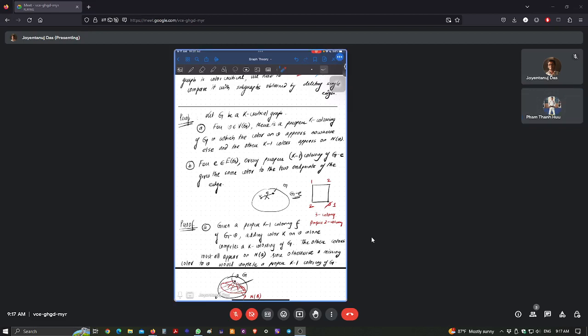And similarly, we have a statement for edges. If I choose any particular edge e, then every proper k minus one coloring of G minus e gives the same color at the two endpoints of the edge.